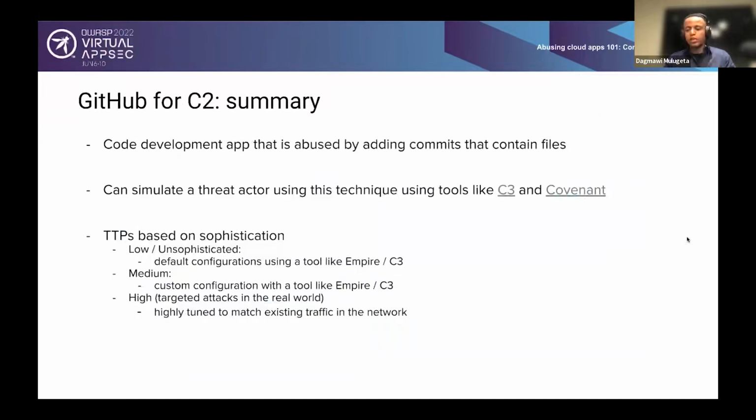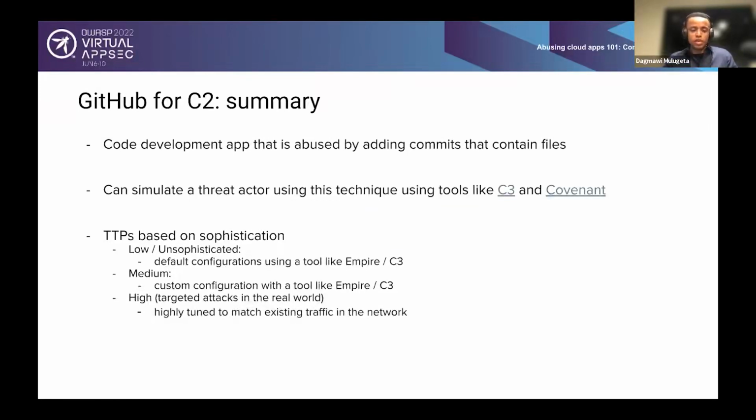So let's summarize what we just talked about. We saw that GitHub is a code development app, a source code repository app that's abused by adding commits that contain these encrypted and encoded files. If you wanted to simulate the threat actor using this technique, you could do that using tools like C3 and Covenant. And depending on the sophistication level here as well, you might use these tools differently.